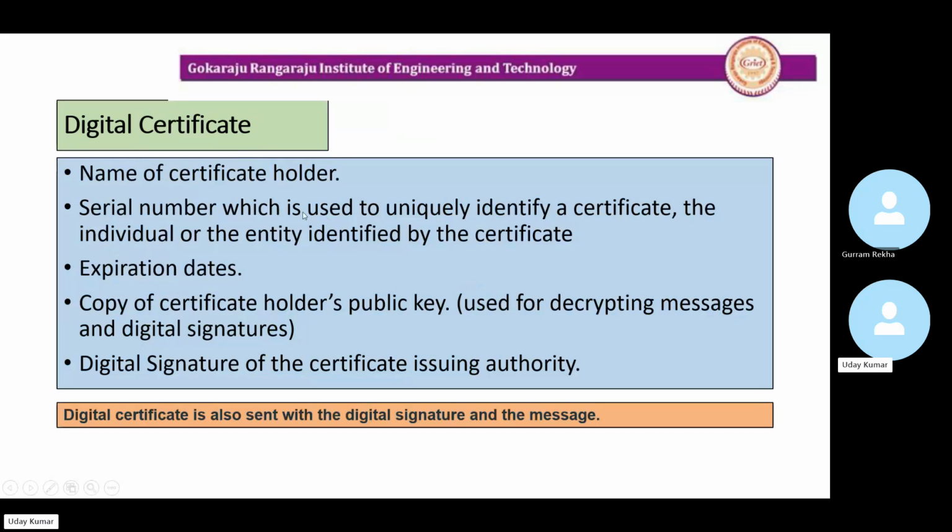And next is the digital certificate. Each digital certificate contains the name of the certificate holder, serial number, expiration dates, a copy of the certificate holder's public key, and the digital signature of the certificate issuing authority. Every application contains a digital certificate, students. So if you are going for Spring Boot, once you start building the application, all the related jars will be downloaded. How they are getting downloaded is with a valid certificate, right? The digital certificate is also sent with the digital signature and the message.